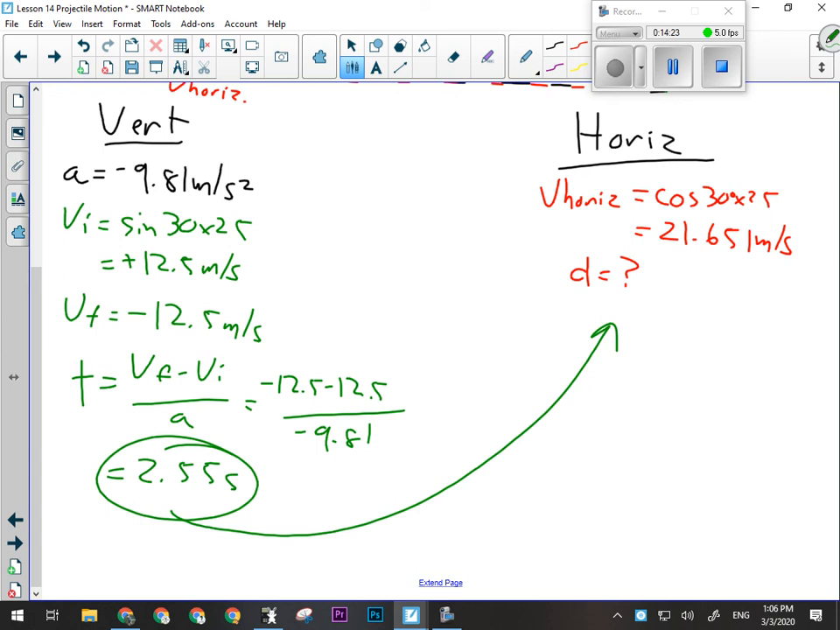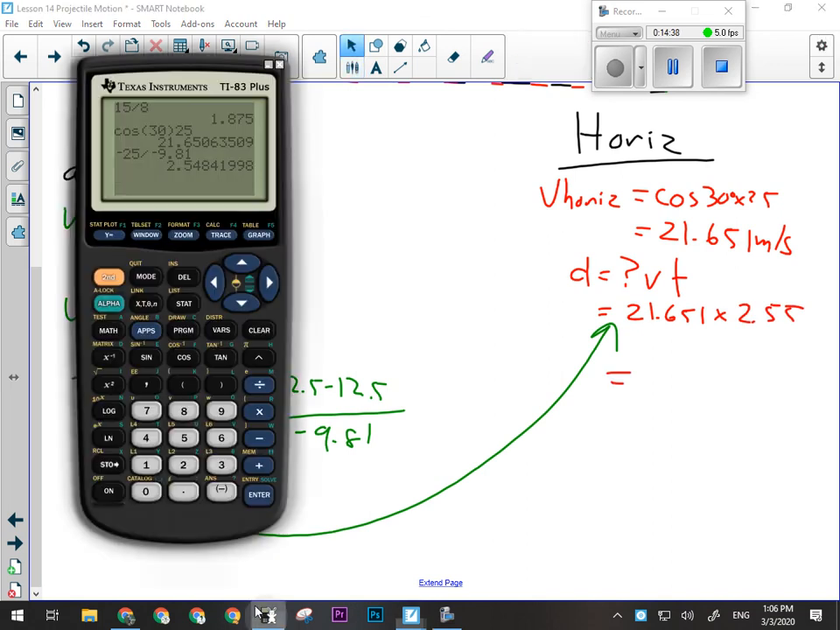Can I calculate D now? Yeah. Okay. D will equal V times T. Right? So that's our 21.651 times our 2.55. Now obviously we're not going to round off. We're going to use all the big numbers from here. So times 21.65063509. Okay, so it's going to travel 55 meters horizontally.